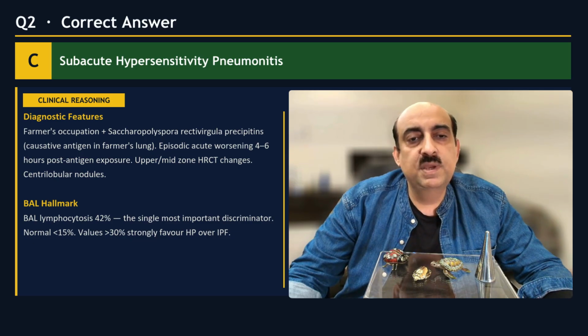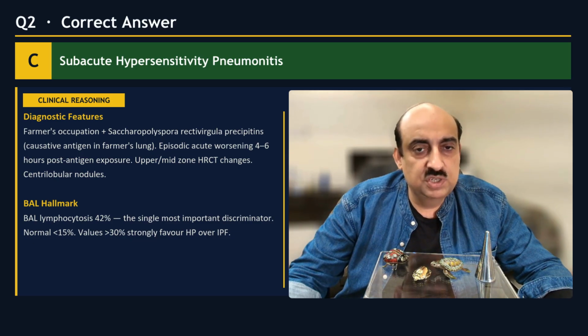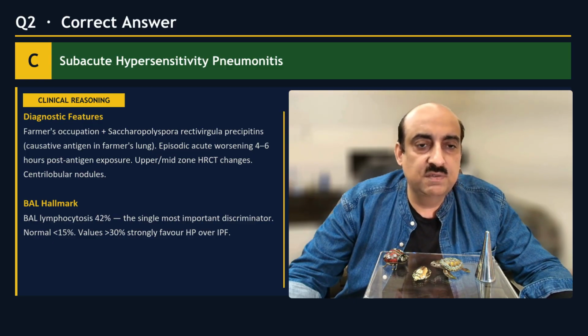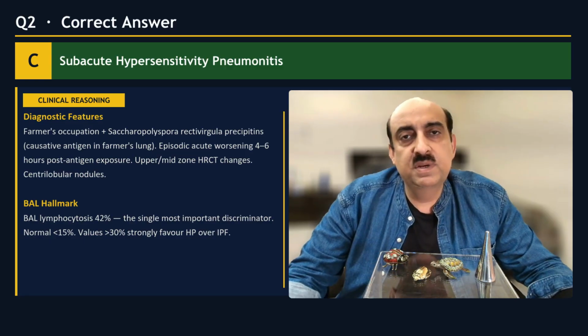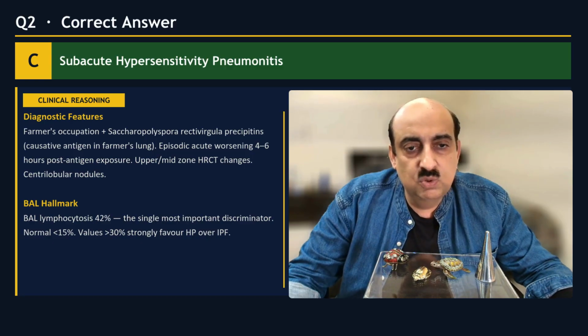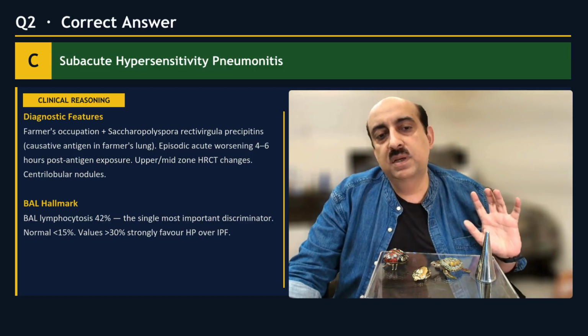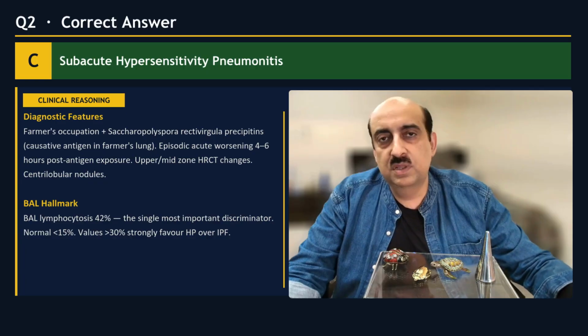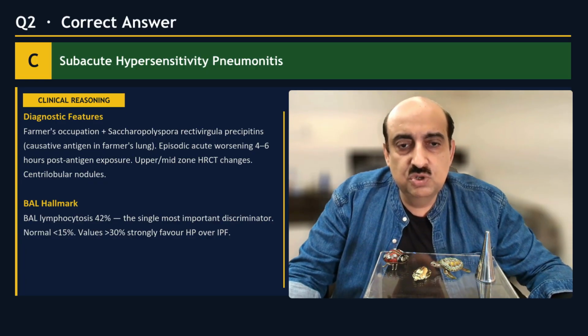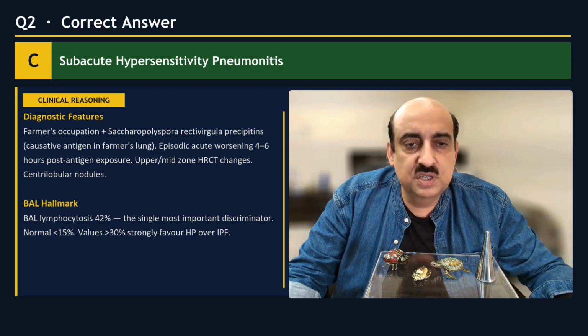The correct answer is subacute hypersensitivity pneumonitis, which is the previous name of extrinsic allergic alveolitis. Why? Because there is clear farmer's occupation and the exposure to the actinomycetes, the aerobic organism Saccharopolyspora rectivirgula, and the precipitins lead to the sensitivity in a susceptible host. Now, episodic occurrence is after exposure to the pathogen, and usually occurs 4 to 6 hours after the antigen exposure.